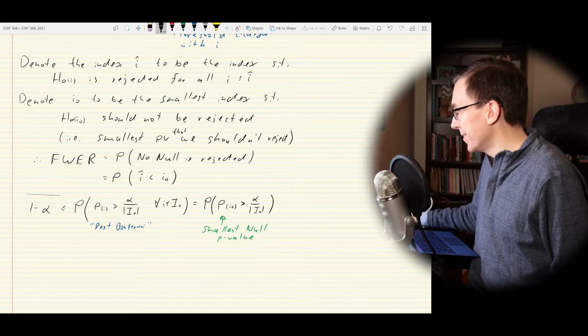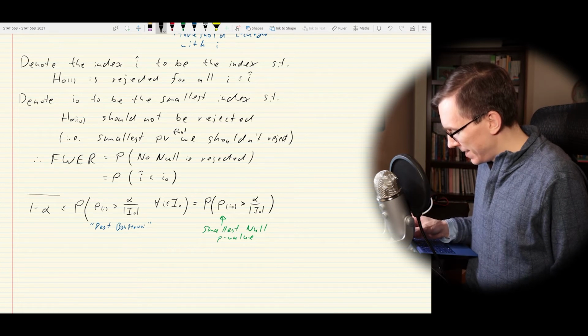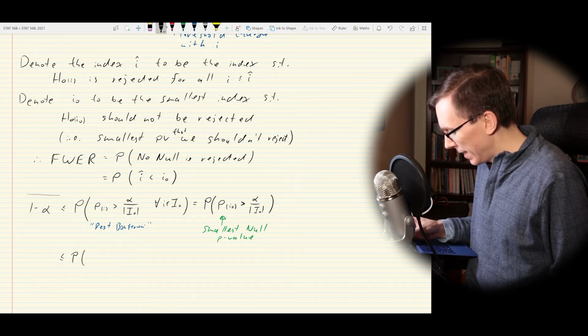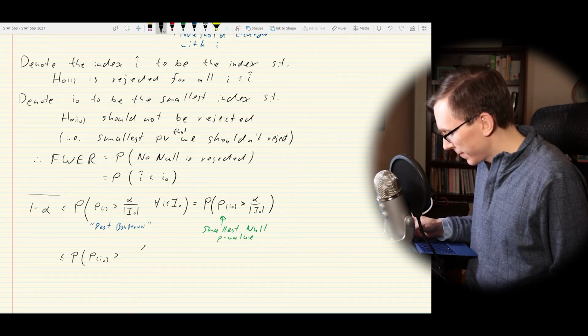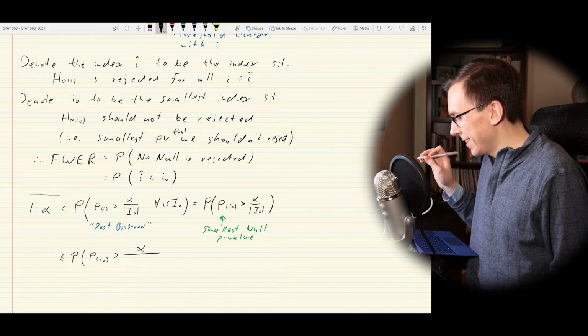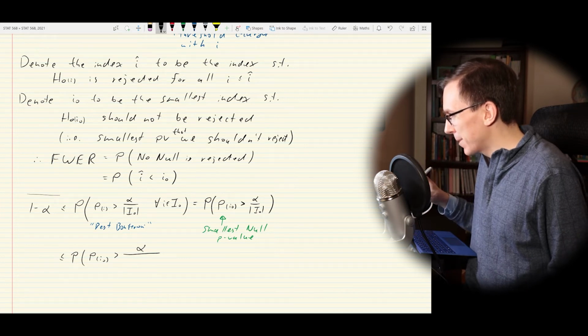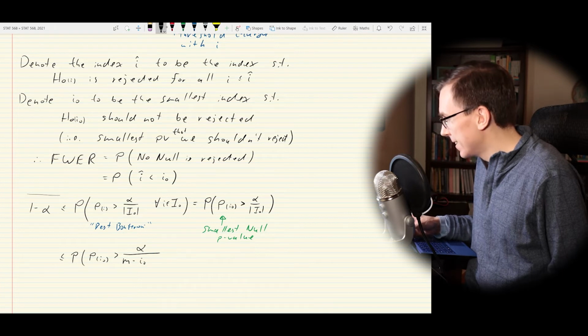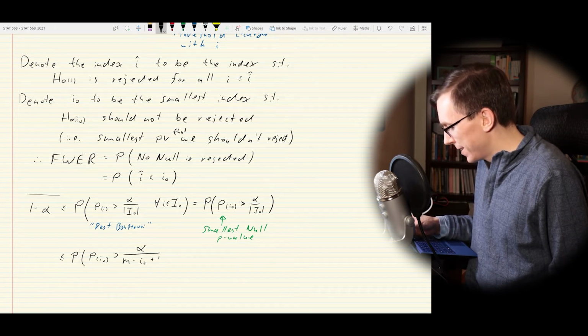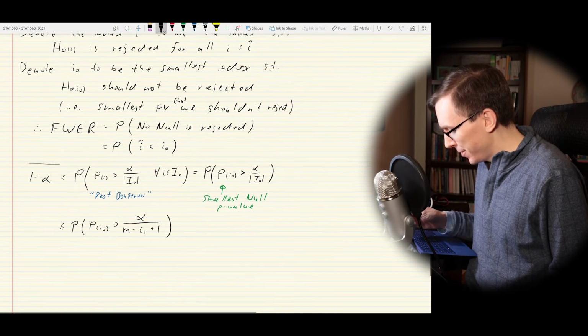Then what we have to do is say that this thing is less than or equal to the probability that p I naught is greater than alpha, and then we're going to replace the capital I naught with m minus little I naught plus 1. And why is that true?